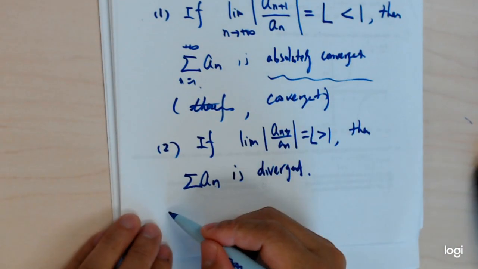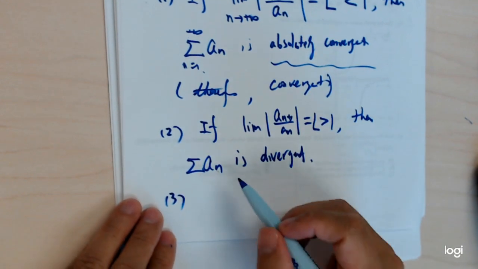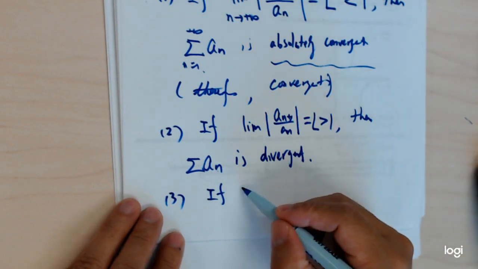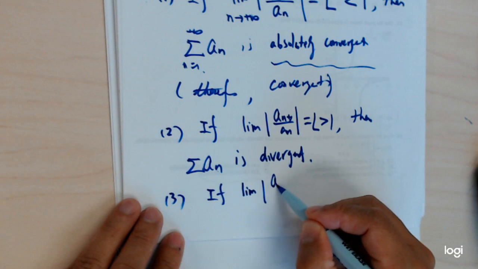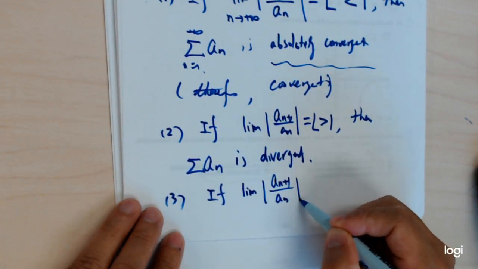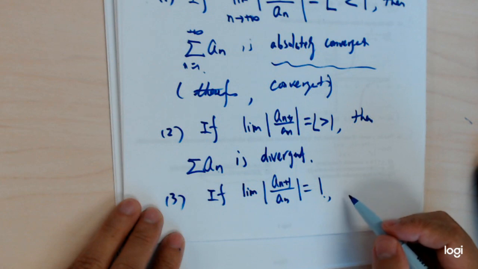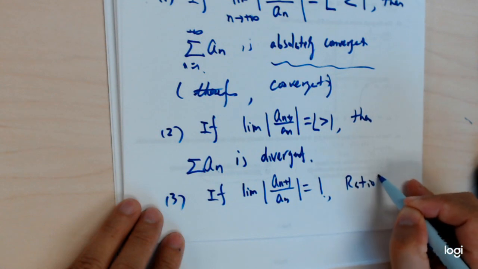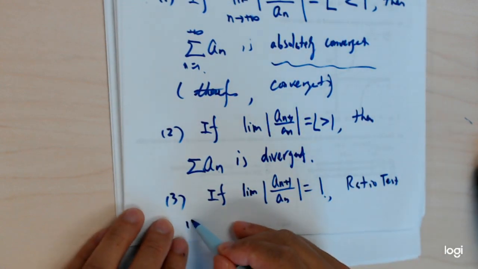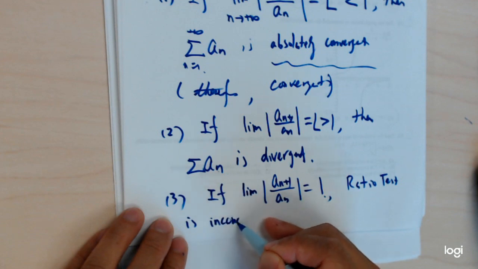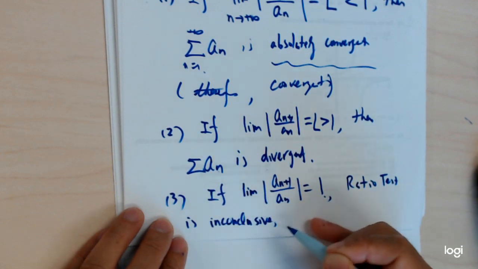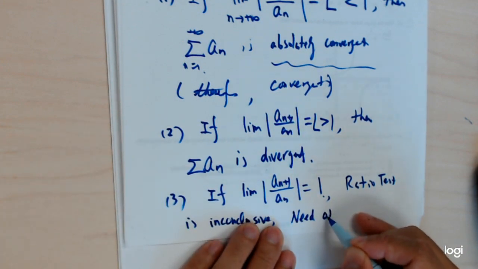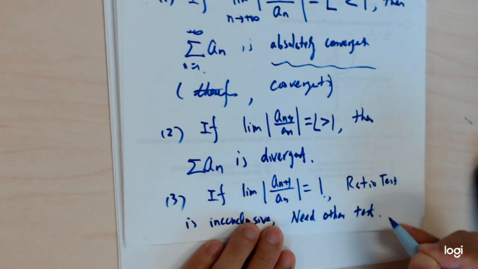The third case is, what if the limit of the ratio is 1? Well, it turns out if this is 1, we can't say anything about the series. In this case, the ratio test fails, or is inconclusive. What does that mean? That means we need some other test to deal with this problem.